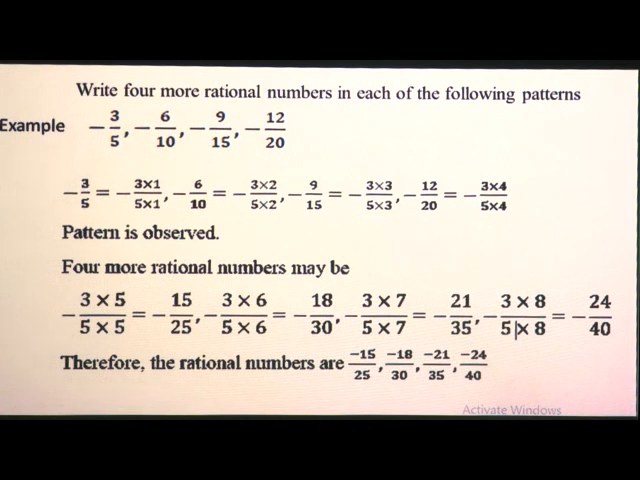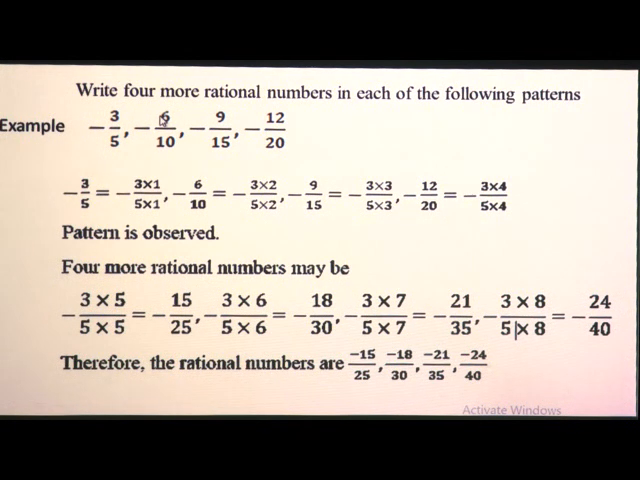Here we have to write 4 more rational numbers in each of the following patterns. Here the pattern is given to us. We have to write 4 rational numbers. Now, what is given to us is minus 3 upon 5. What is it? It is a rational number. You know, negative integers are also rational numbers. So, minus 3 upon 5 is equal to minus 3 multiplied by 1 and 5 multiplied by 1.